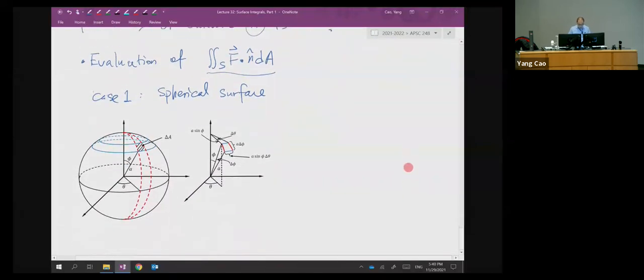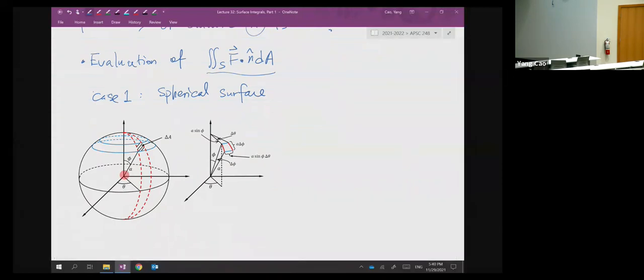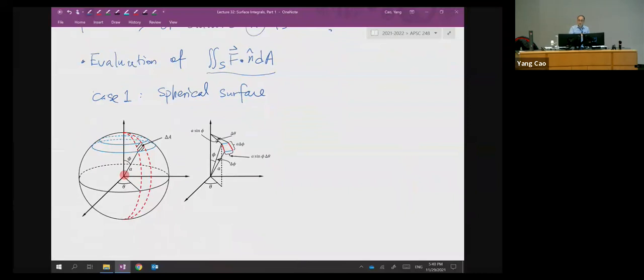So let's look at this case here. What I drew here is a generic spherical surface, a whole spherical surface centered around the origin. Remember, we're talking about this surface integral, so it's different from a triple integral. When you do a triple integral, you're going through the whole region enclosed by the surface. But when we do a surface integral, we're integrating over the surface, in this case, a sphere.